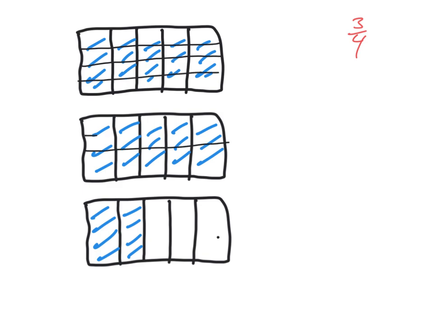Do the same thing here. And do the same thing down here. And it is 3/4. And I want to shade it in a different color. So I'm going to shade it in green. So that means that I'm going to shade 3 of these horizontal lines in green on each of these.